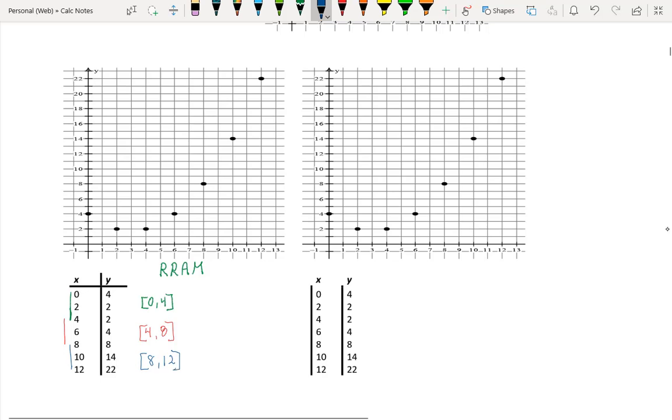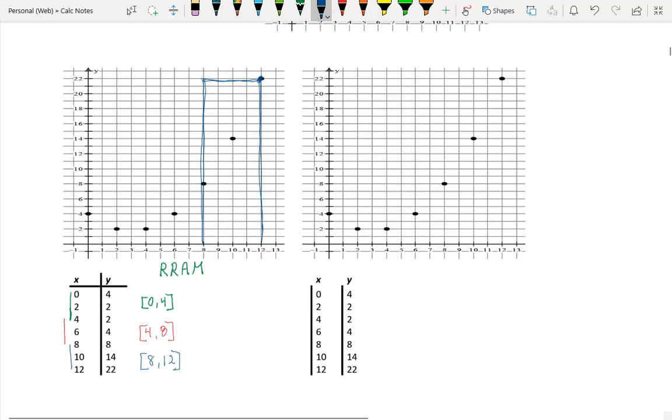Since I'm in blue, I'm going to start. This time, because it's an RRAM, I go to the side at 12. So my rectangle this time is going to go all the way up to 12 on the right side, just like that, and it's going to come back to 8. Because I'm doing a right side approximation, I'm going to use the point on the right side, and that's this one right up here at the top.